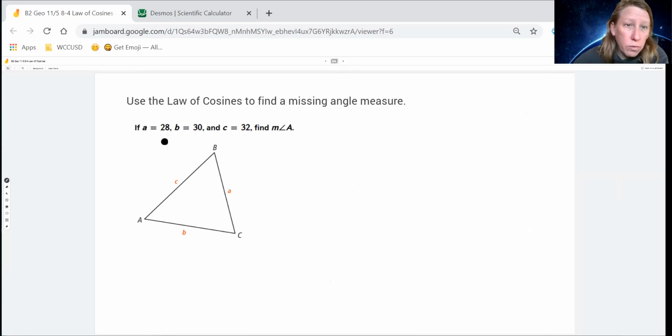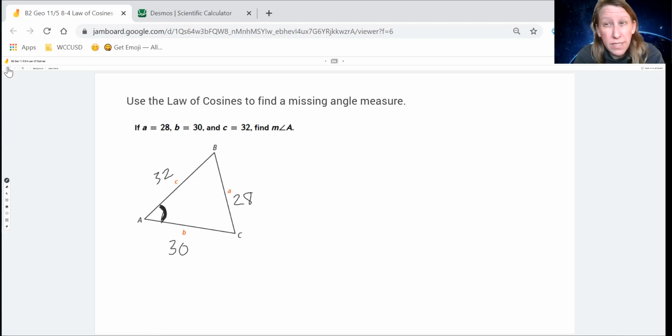So I'm going to mark what we have. A is 28. B is 30. C is 32. All right, so what did they give us? They gave us all three sides. They gave us side, side, side. And what we're trying to find is the measure of angle A. So I'm going to have to figure out how to do this.